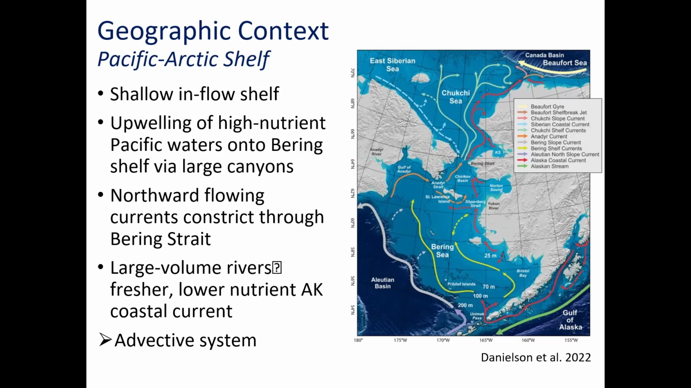The map here shows the mean current patterns through this system, and there's a lot going on here. The main points that I want to emphasize are that this is what's referred to as a shallow inflow shelf. So it's northward advection of currents across this region. It's a shallow, roughly 50-meter on average shelf depth. And so the mean flow is high nutrient deep water from the Pacific that upwells onto the shelf in the Bering Sea. You can see three large canyons in that image. There's some smaller canyons as well.